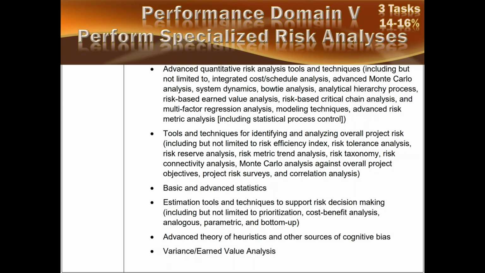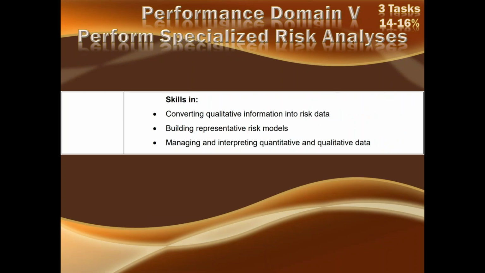Estimation tools and techniques you need to know are like cost-benefit analysis, analogous estimation, parametric estimation, bottom-up estimation. Advanced theory of heuristics and other sources of cognitive bias, I'll talk about it. Variance and earned value analysis you must know. And the skills you need to have for this domain is converting qualitative information into risk data, building representative risk models, and managing and interpreting quantitative and qualitative data. So this is what the five domains are.